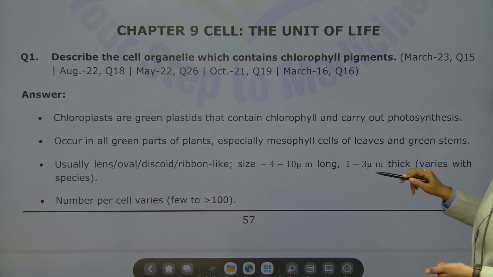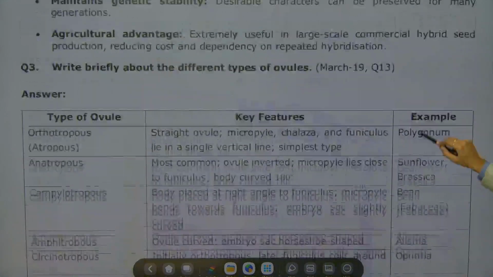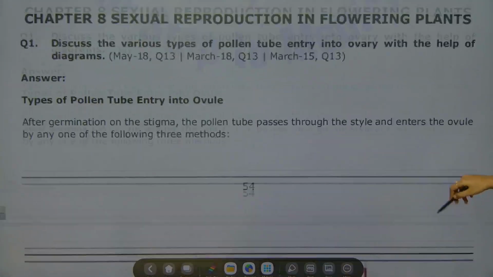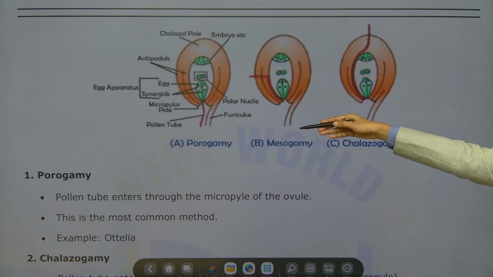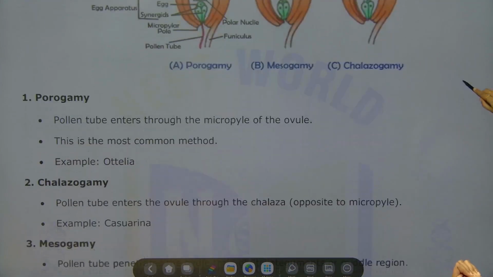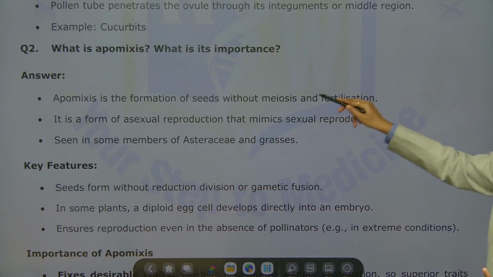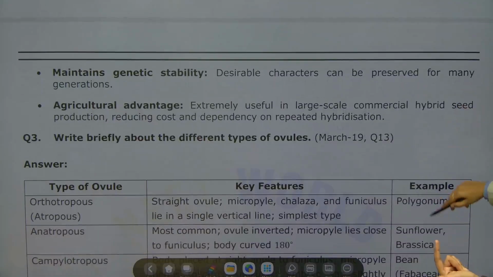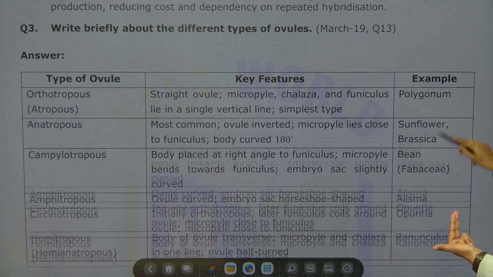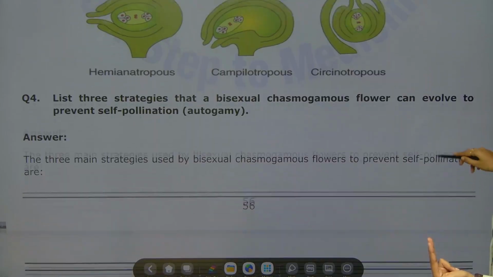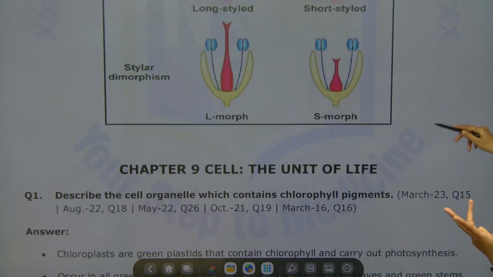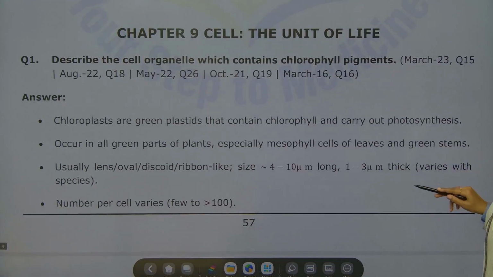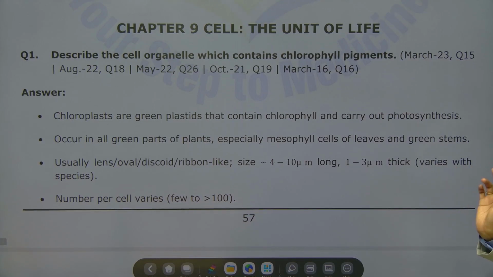So from sexual reproduction of flowering plants, what are the concepts we have covered for SAQs, short answer type? First is pollen tube entry, where we have to highlight porogamy, mesogamy and chalazogamy. Second question is on apomixis, and third most important is types of ovules. Fourth is about outbreeding devices. These are the 4 concepts where you can highlight for your short answer type preparation from sexual reproduction of flowering plants.